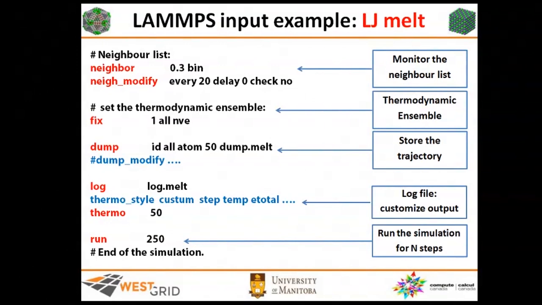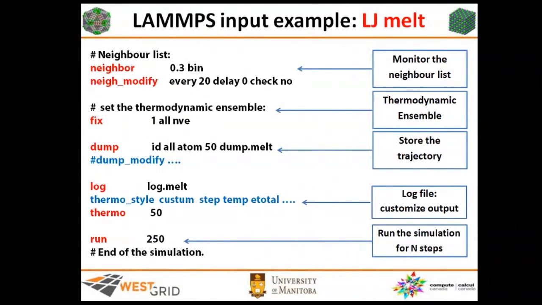I already talked about the neighbor list. Here it says neighbor list modify, which means the neighbor list will be updated every 20 steps. Now I was talking about the thermodynamic ensemble. Here we use NVE. We can also use NPT or something else. There is also this damp command.